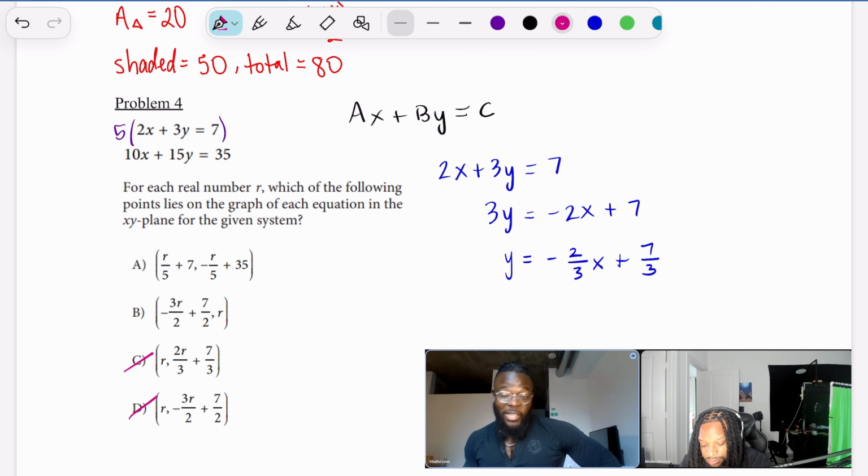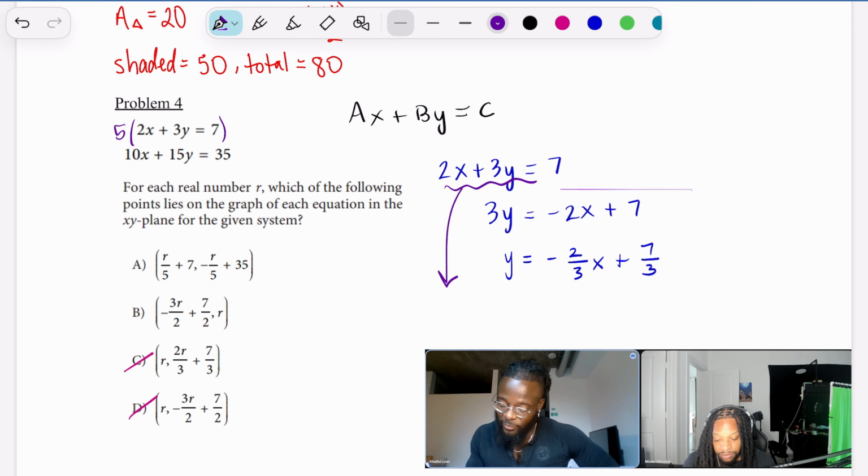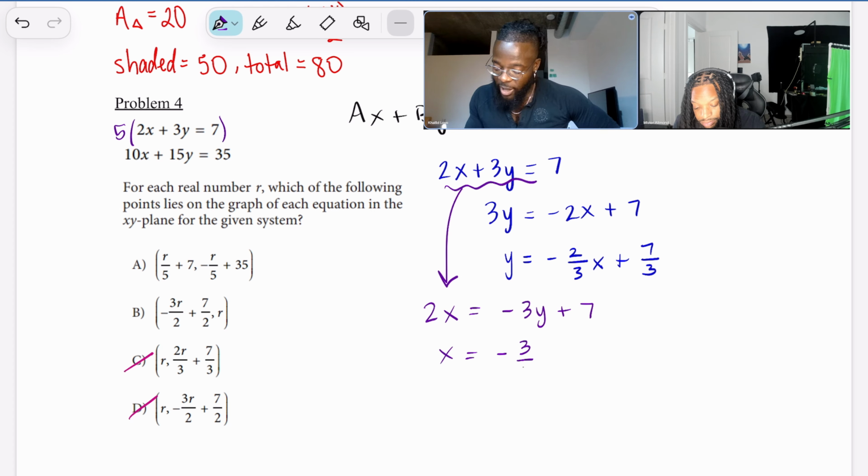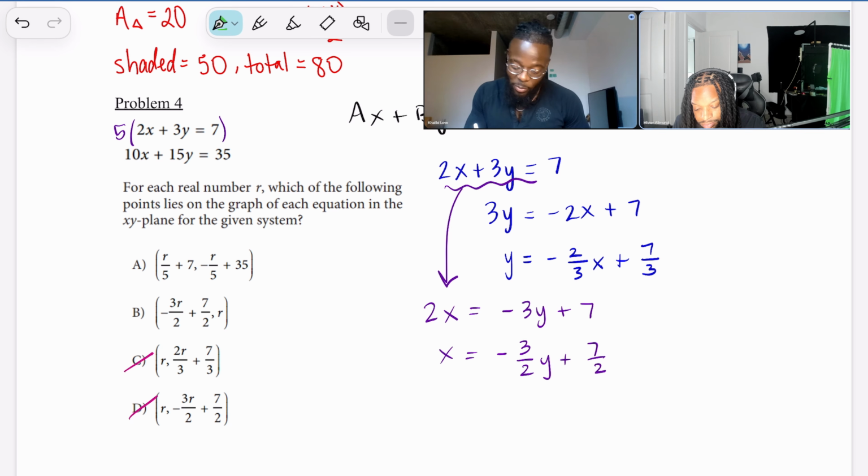But then I noticed that in choice B, R is the y coordinate. And so since everything is swapped now, maybe we can solve for X and see how to get Y. So if I take this equation that I had, I'll use a different color, let me use purple, and I solve this equation now for X. So X equals negative 3/2 Y plus 7/2. So what is Y? Well, Y is R. And so if Y is R, the X should just be negative 3/2 R plus 7/2, which is exactly what B is. So I'm going to go here with B.